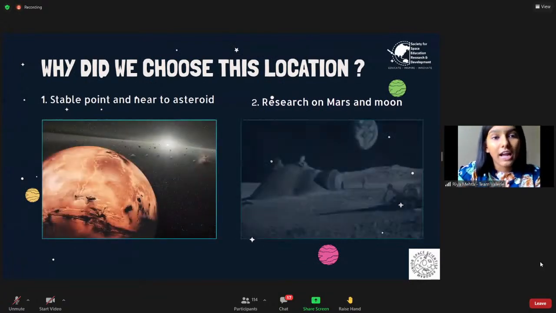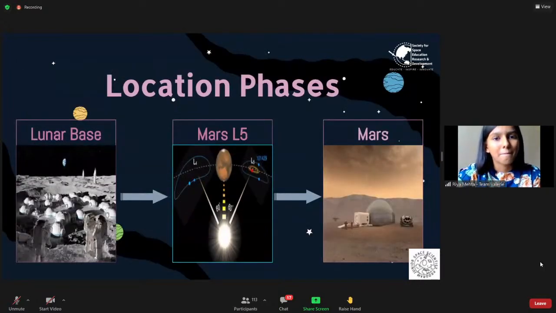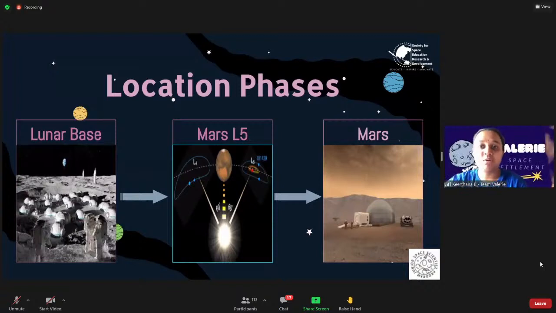Now the question arises, why did we choose these locations? As mentioned earlier, the L5 point is the stable point and Mars is near the asteroid belt. We can also make a research center on Mars as well as on the Moon. Now, given the location, how do we get there? This will be done in 3 phases.